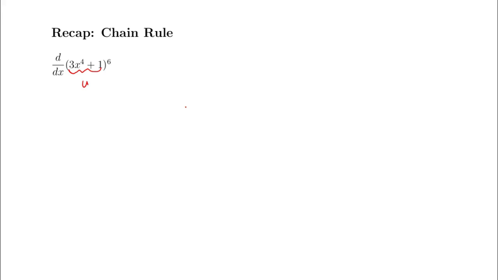I'm going to say, let's call this inside part u. And hopefully by now we're all pretty good at recognizing what the inside layer of composition is. So we'll say u is equal to 3x to the 4 plus 1. And then we know we're going to need the derivative of that thing with regard to x, and that's 12x cubed. Perfect.